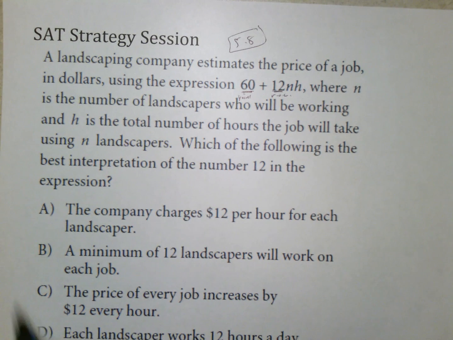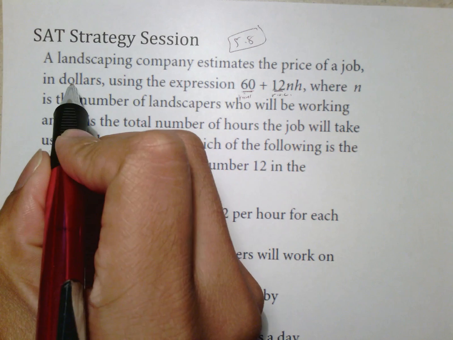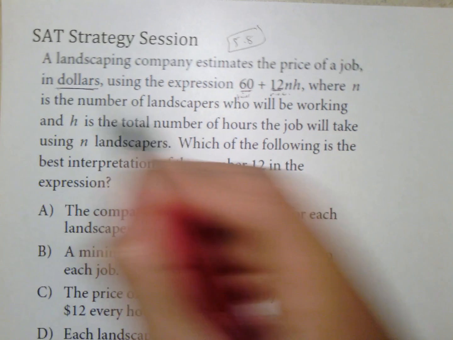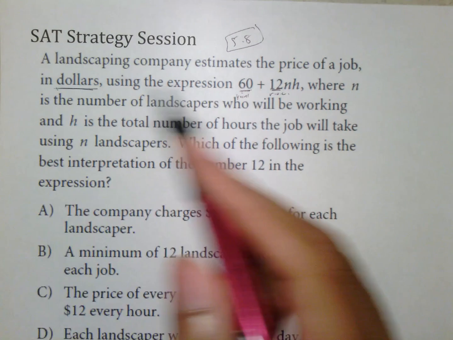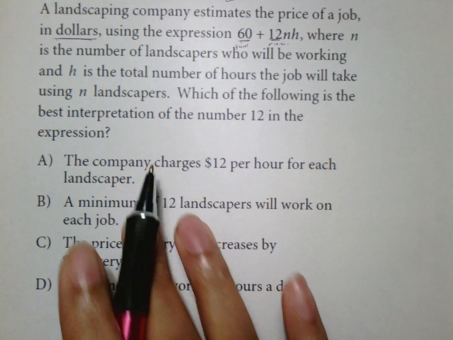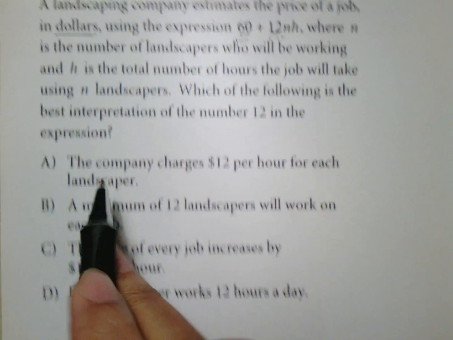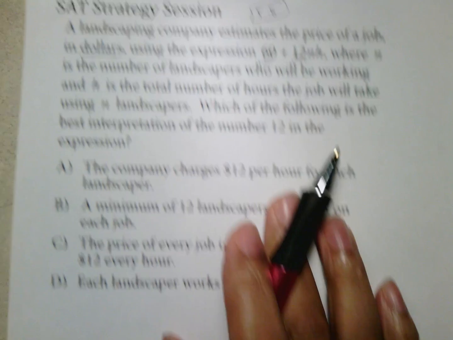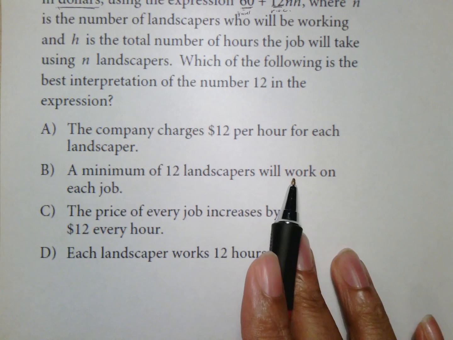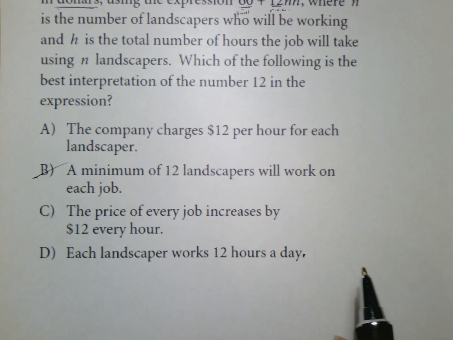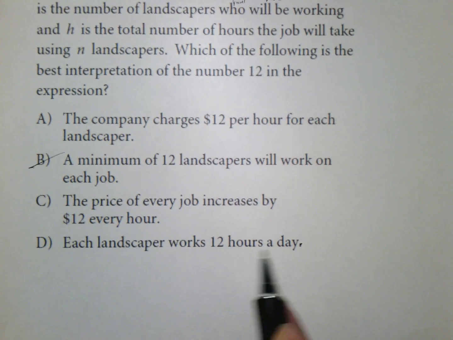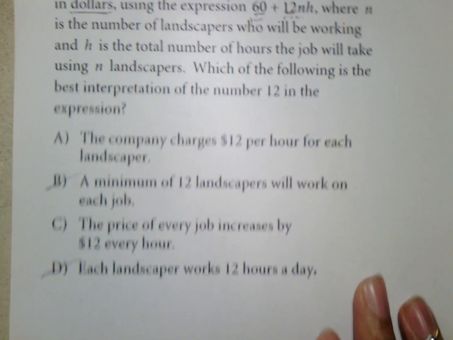But again, using common sense and what SAT questions usually want you to use, this is a charge in dollars. So this is a price in dollars that we're talking about. So it could be A because it's talking about how much the company's charging. I don't think it's B because if this is an equation for dollars, this is talking about the number of landscapers. I don't think that's the case there. This talks price again, and this is talking each landscaper working 12 hours a day. I don't think it's that either.